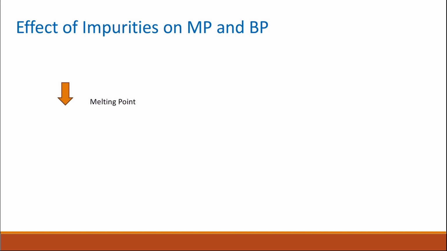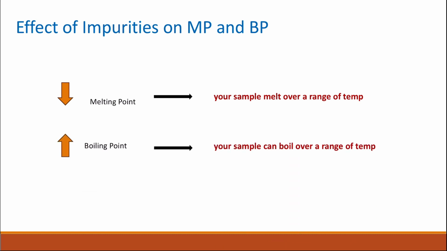Impurities will tend to decrease the melting point, and that means that your sample will have a lower melting point and also will melt over a range of temperatures. Impurities will also increase the boiling point, and your sample will boil over a range of temperatures.